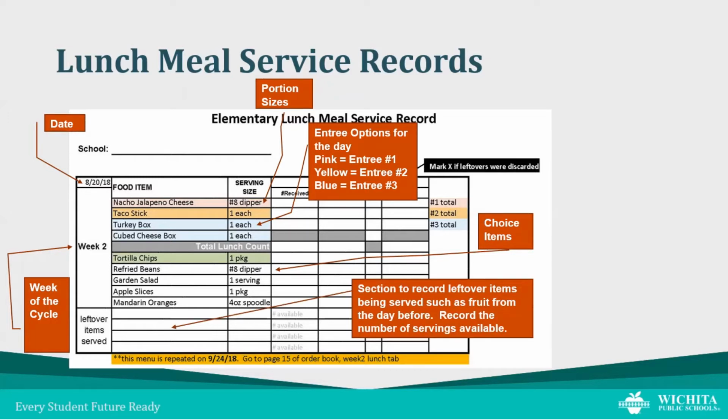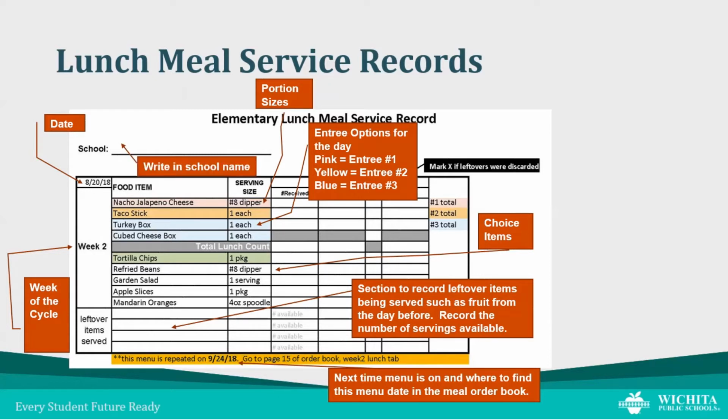There's then a section also for leftover items, as we saw in the breakfast meal service records. Record any leftovers that you put out in this section. The lunch meal service records also have a yellow line where there's a date. This line is telling you the next time this menu will appear again. You will be looking for this date in the meal order book. And don't forget, always write your school name at the top.